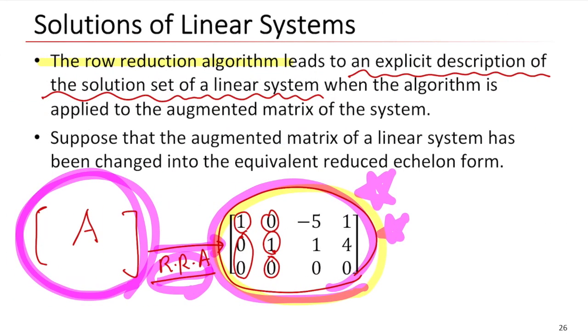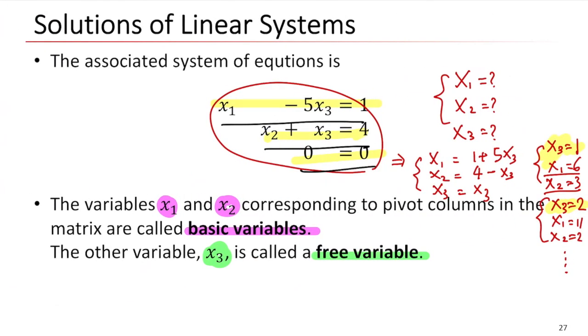Because this is the augmented matrix, we can write x1 minus 5 times x3 is equal to 1, x2 plus x3 is equal to 4, 0 is equal to 0, right? So in this case, what is the solution of this linear system? What is the solution of the linear system?